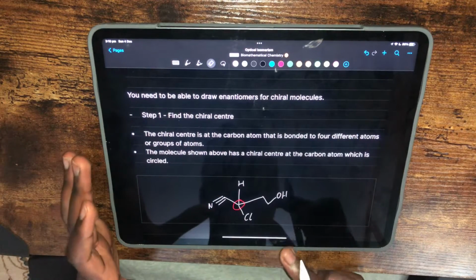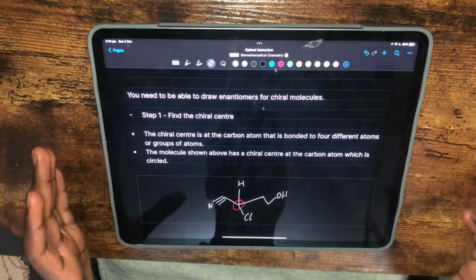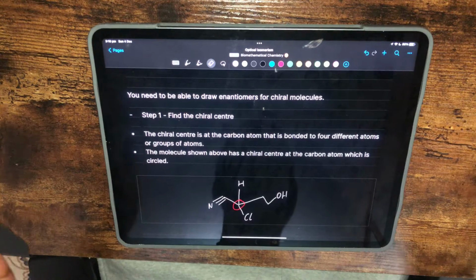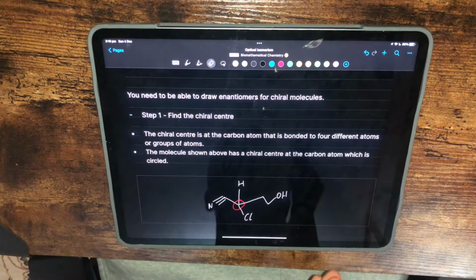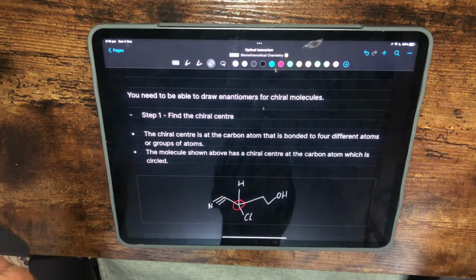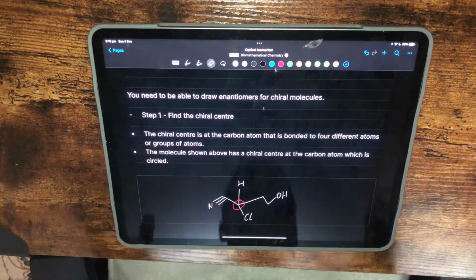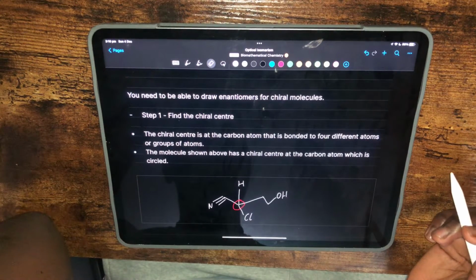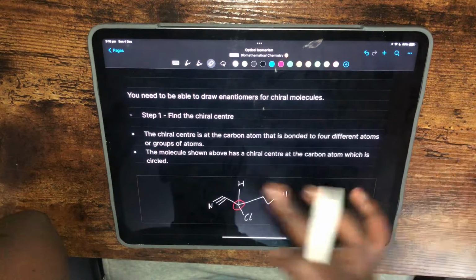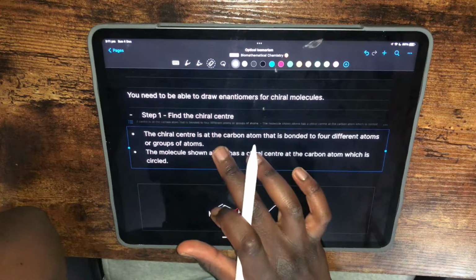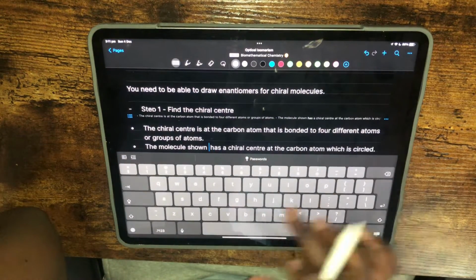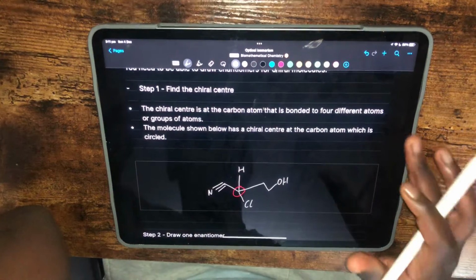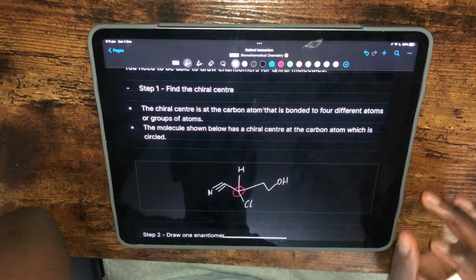So once you've drawn the chiral compound out, the first thing you want to do is find the chiral center. So step one, if they ever ask you to show what type of isomerism this is, and draw the two examples of that type of stereoisomer, the first thing you do is find the chiral center. The chiral center is the carbon atom which is bonded to four different atoms or groups of atoms. The molecule shown below has a chiral center at the carbon atom which is circled. I did just copy it. I have no shame.